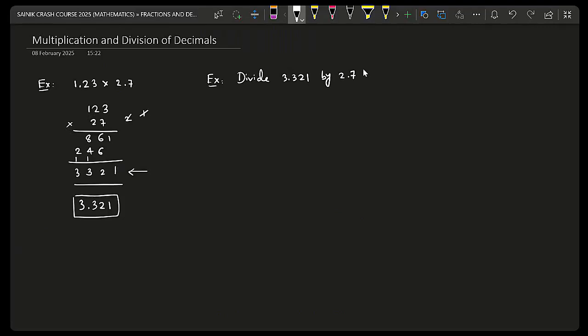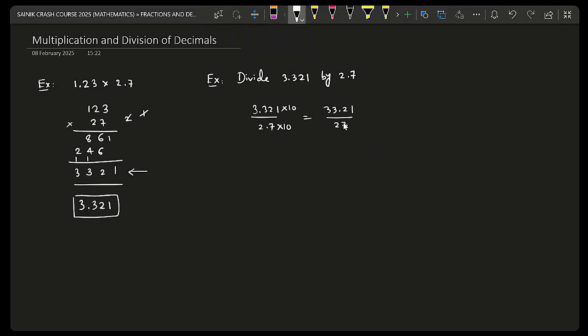But if this is a separate question, how can we solve it? 3.321 divided by 2.7. First you remove the decimal from the denominator. Always, in the denominator, we don't want any decimal. To remove the decimal in the denominator, I move the decimal place one step right. So I need to multiply by 10. Multiply the denominator by 10, and the numerator also by 10. So this decimal point will move one step right. It becomes 33.21 divided by 27.